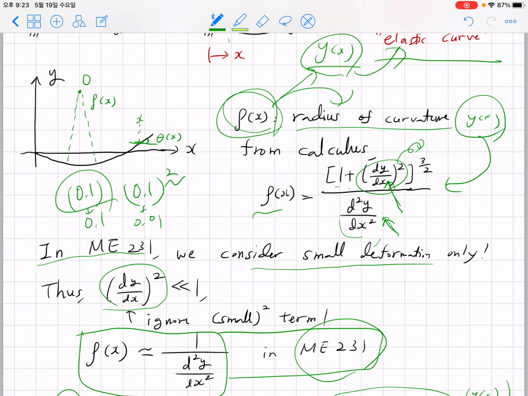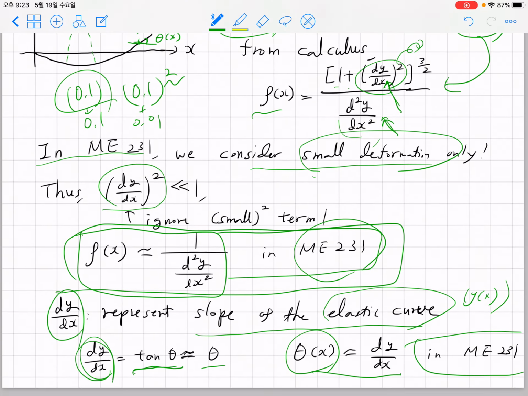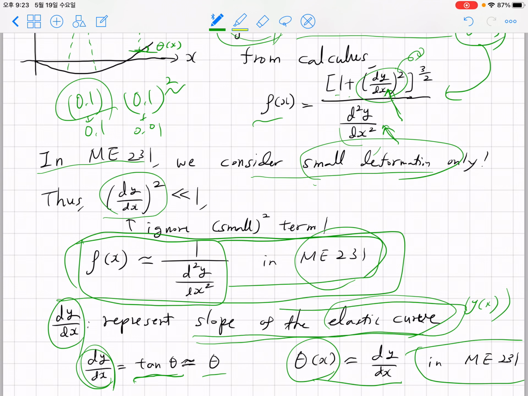This is the radius of curvature, but due to small deformation, the radius of curvature will be defined as this in ME231, and the slope of the elastic curve will be defined as this in ME231. So please remember these notations and definitions to make our discussion easier.